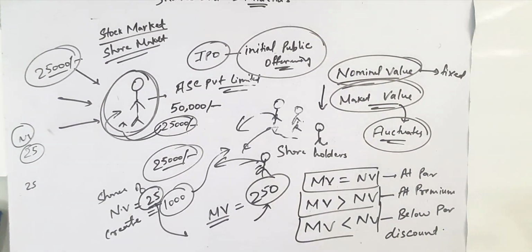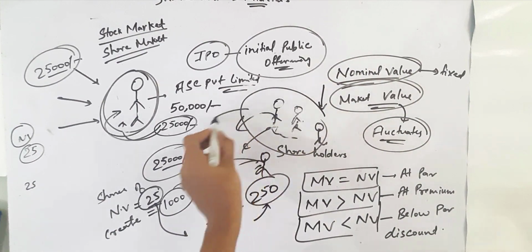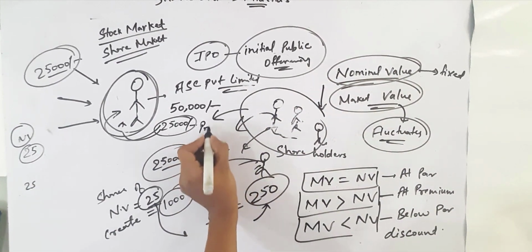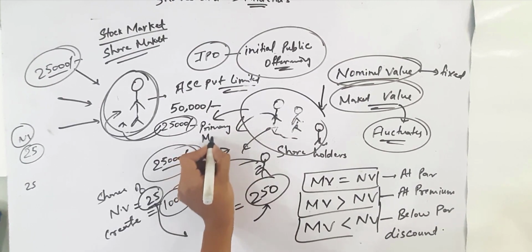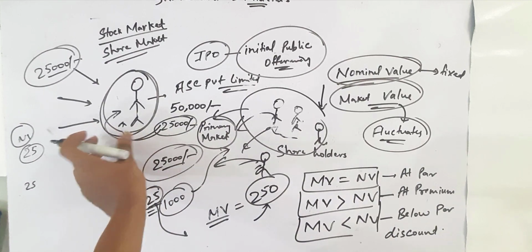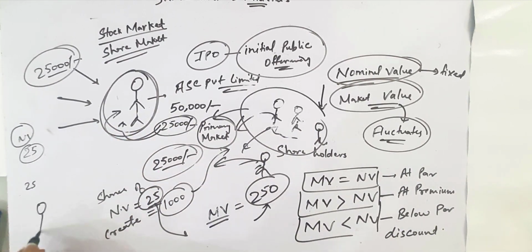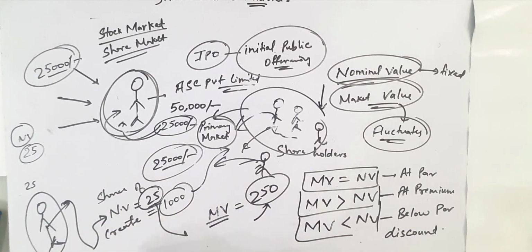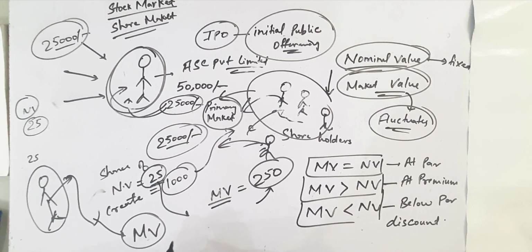So for these persons, this is a primary market. Once the company is established, there will be more investors who will plan to invest in his company. When they start purchasing the shares, they will not purchase at the nominal value, instead they will purchase at market value. So here it is called the secondary market.